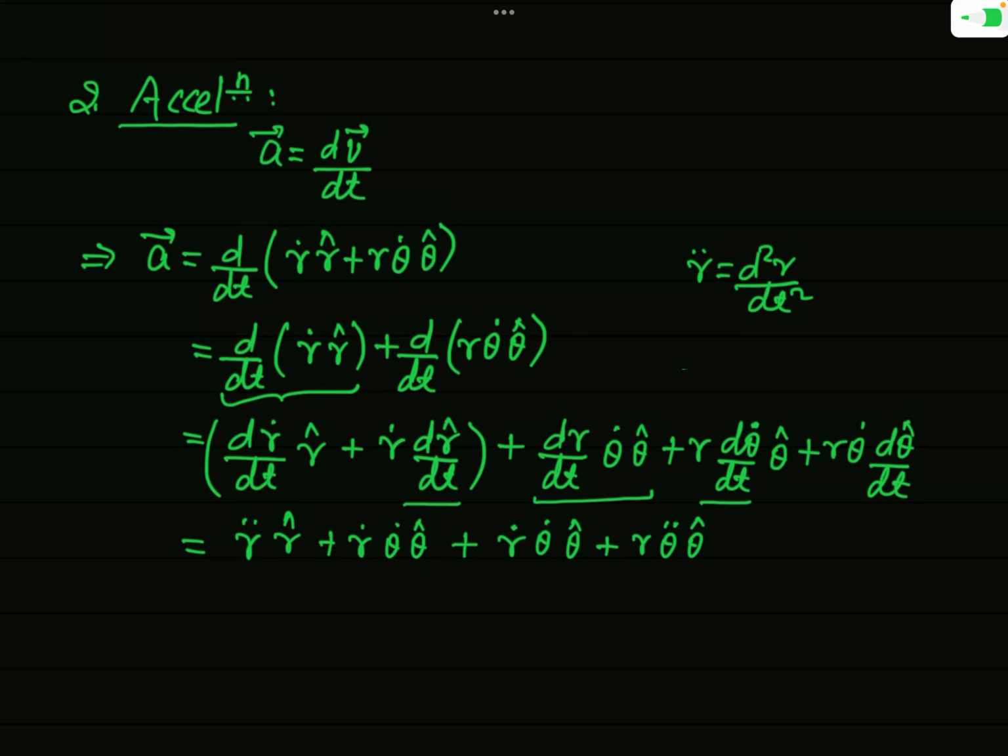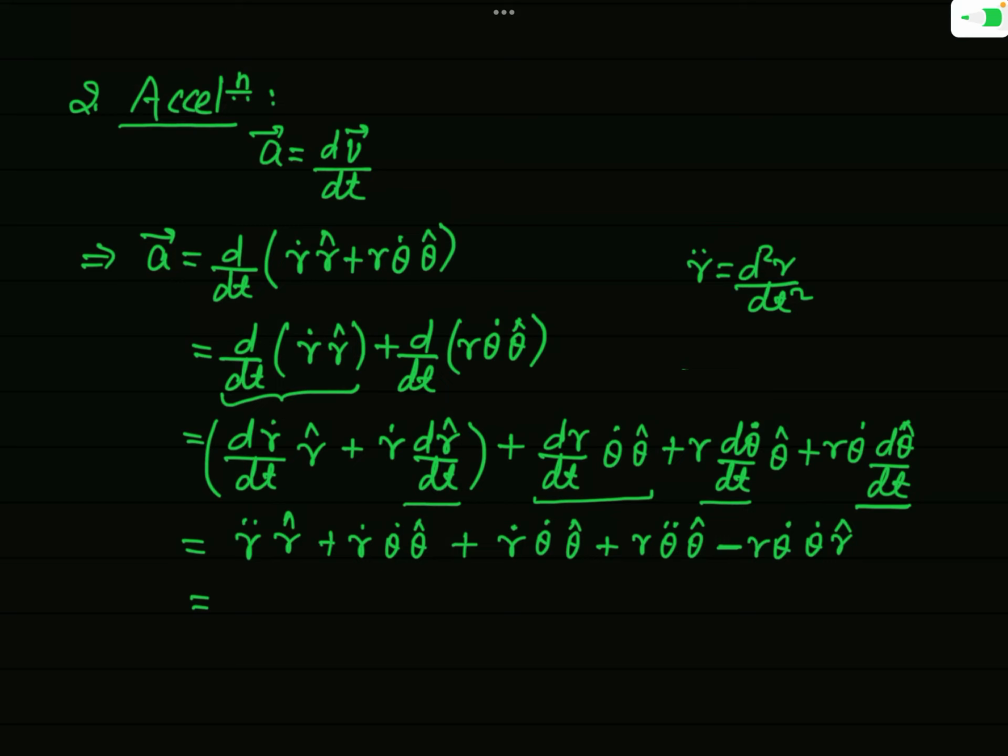Okay. And in the last term, you can see there is the time derivative of the transverse unit vector theta hat. So in this expression, we will substitute the value of d theta hat/dt, which is negative, and that will be minus r theta dot times d theta hat/dt, which is minus theta dot r hat. So I have put a minus sign here, and this will be theta dot times r hat.